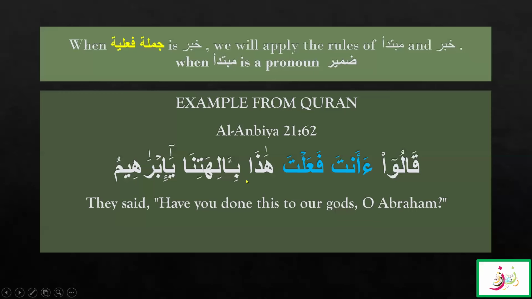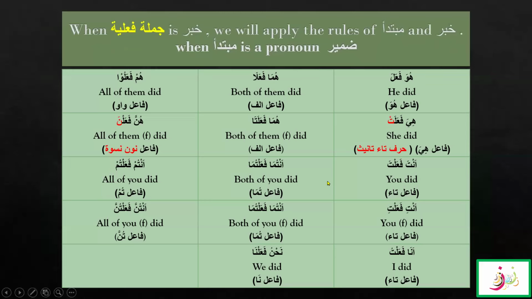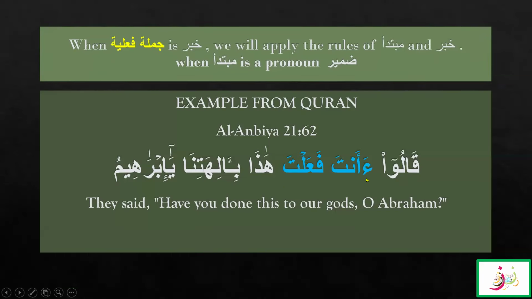So, O Ibrahim, this is about the story of Prophet Ibrahim alayhi salam, when the people asked him after he broke the idols. So, qalu anta fa'alta hadha. Here anta fa'alta is used. This is our jumla ismiya, mubtada and khabar, and this khabar is our jumla fi'liyya.